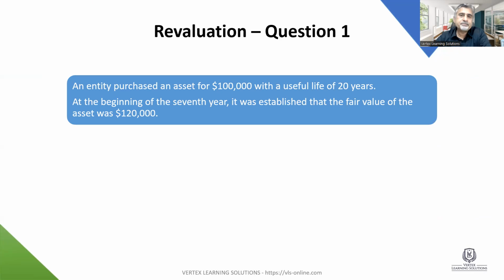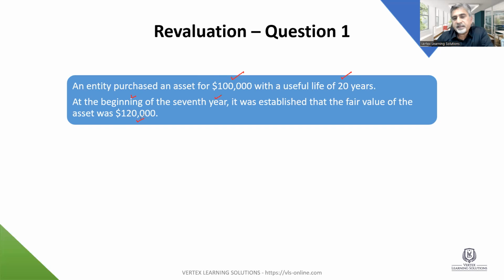We do it in an example, because it will be easy and helpful to understand it through some numbers. It says that an entity purchased an asset for $100,000 with a useful life of 20 years. At the beginning of the seventh year, it was established that the fair value of the asset was $120,000.